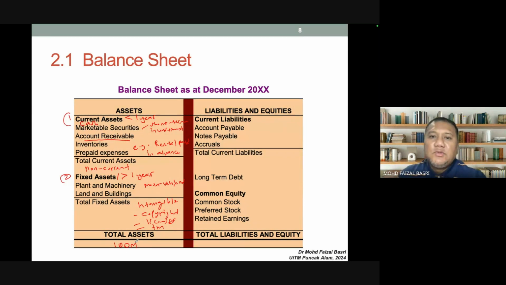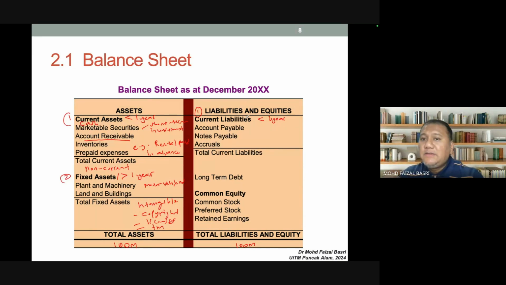Okay, so it will be balanced out on the right hand side with the same value, 100 million. But in terms of the distribution, again, for liabilities also, we're going to start with the current liabilities, and it shares similar features, whereby the time frame must be less than 1 year.